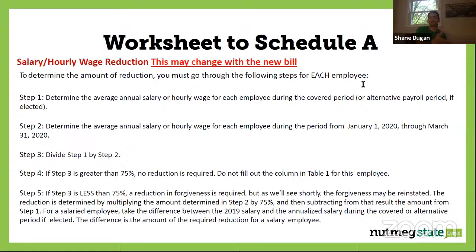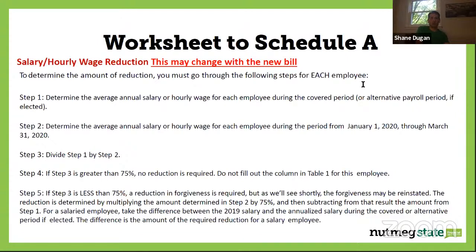Okay, so again, the theory here is that you've at least kept 75% of their wages intact and met that threshold. Okay, and that might change, we will see. But step 5 is if the case is that it is less than 75%, and we're just going to stick with that for this calculation because that's what technically the current process is until the bill is signed off by the president. Then that will likely reduce your forgiveness. Okay, the reduction is determined by multiplying step 2.